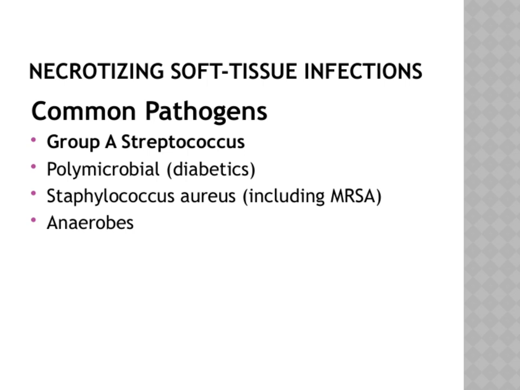Then, we have anaerobic bacteria, which thrive in low-oxygen environments and are often involved in deep or necrotizing infections. Speaking of which, necrotizing soft tissue infections are a severe form of infection characterized by rapid tissue death. Recognizing these key pathogens is essential because it guides our choice of antibiotics and treatment strategies, fitting into the larger picture of managing soft tissue infections effectively.